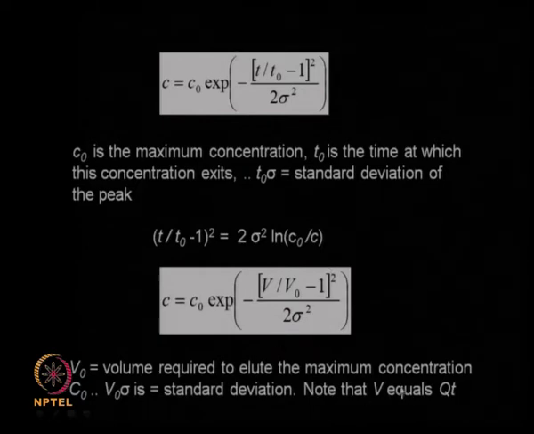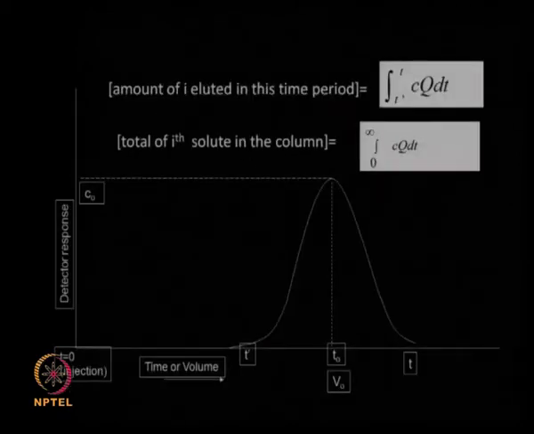Of course, note V = Q × T, where Q is your flow rate, T is your time, and V is your volume. These two equations we saw last class, and they arise because we assume the chromatogram to be a normal distribution or Gaussian distribution.